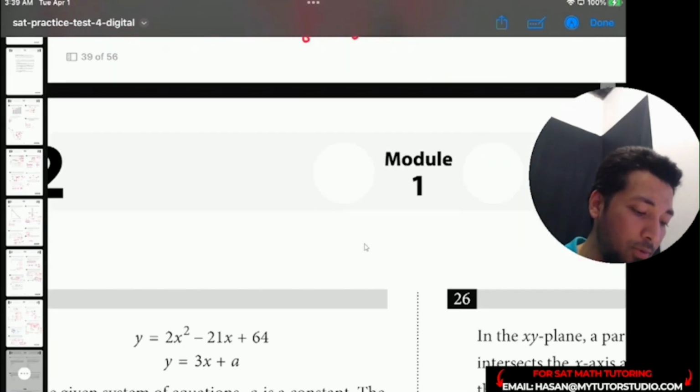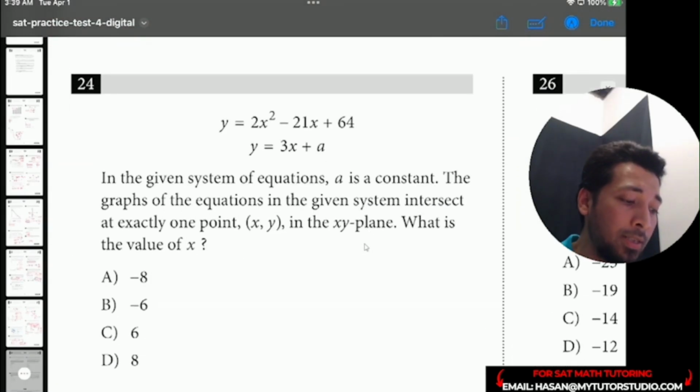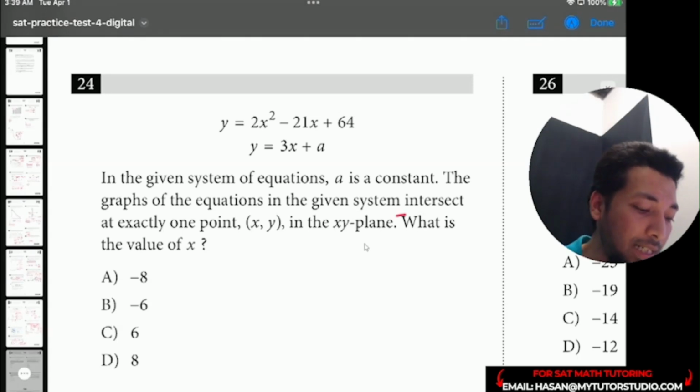Perfect. Now let's move on to problem number 24. So problem number 24 says, in the given system of equations, a is a constant. The graphs of the equations in the given system intersect at exactly one point, x, y, in the xy plane. What is the value of x?